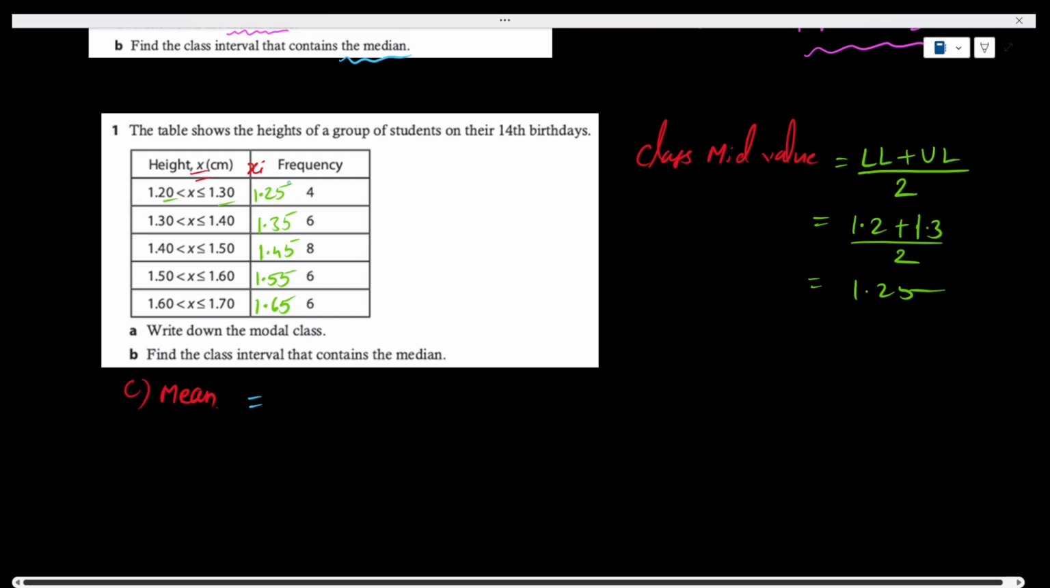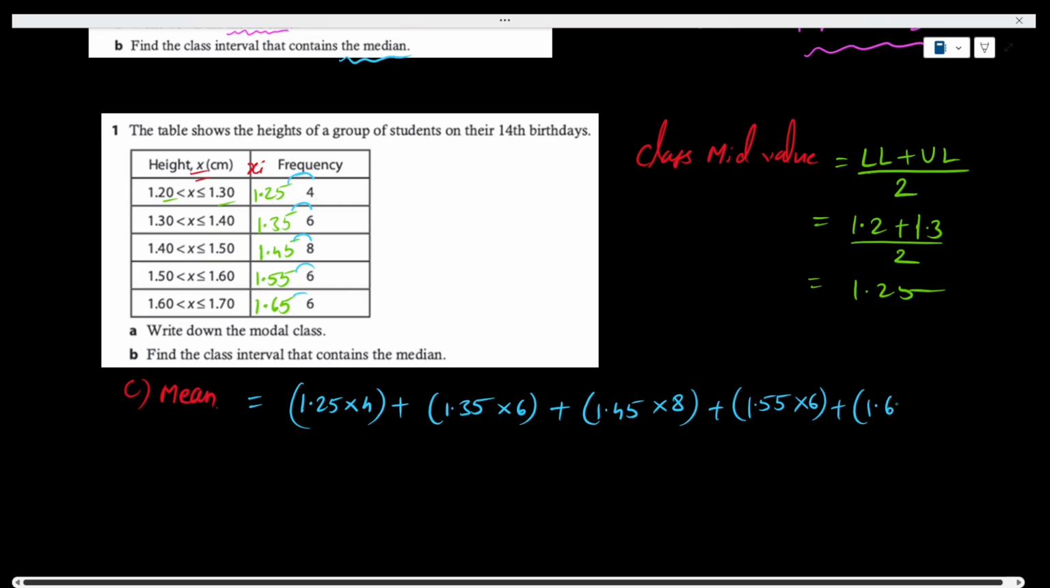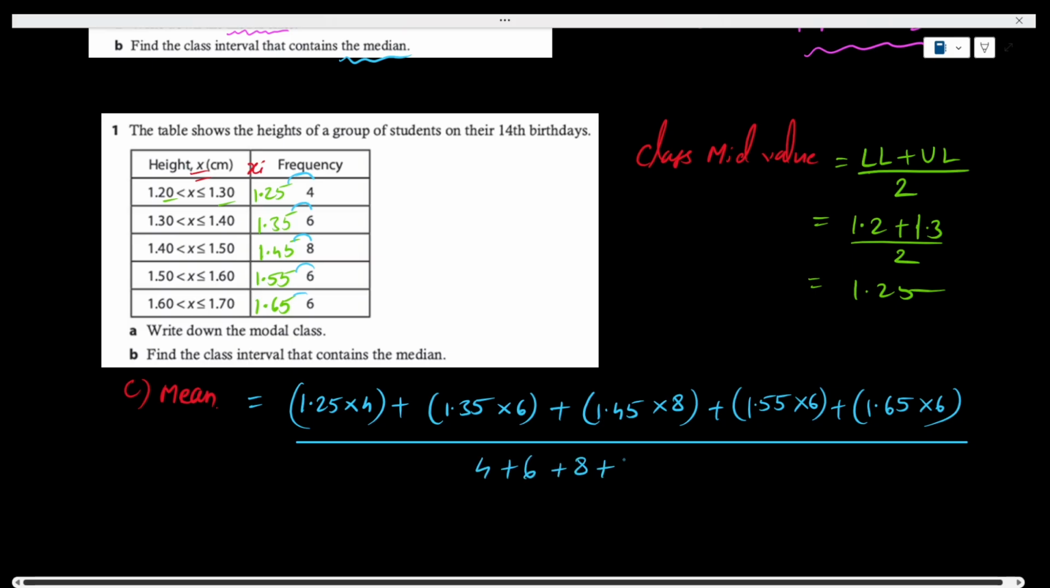Now, how do I calculate the mean here? You will multiply the respective mid value with its frequency, because here 1.25 is coming 4 times, plus 1.35 6 times, plus 1.45 8 times, plus 1.55 6 times, plus 1.65 6 times, divided by the total number of observations, which means the total frequency: 4 plus 6 plus 8 plus 6 plus 6, and altogether it is 30.